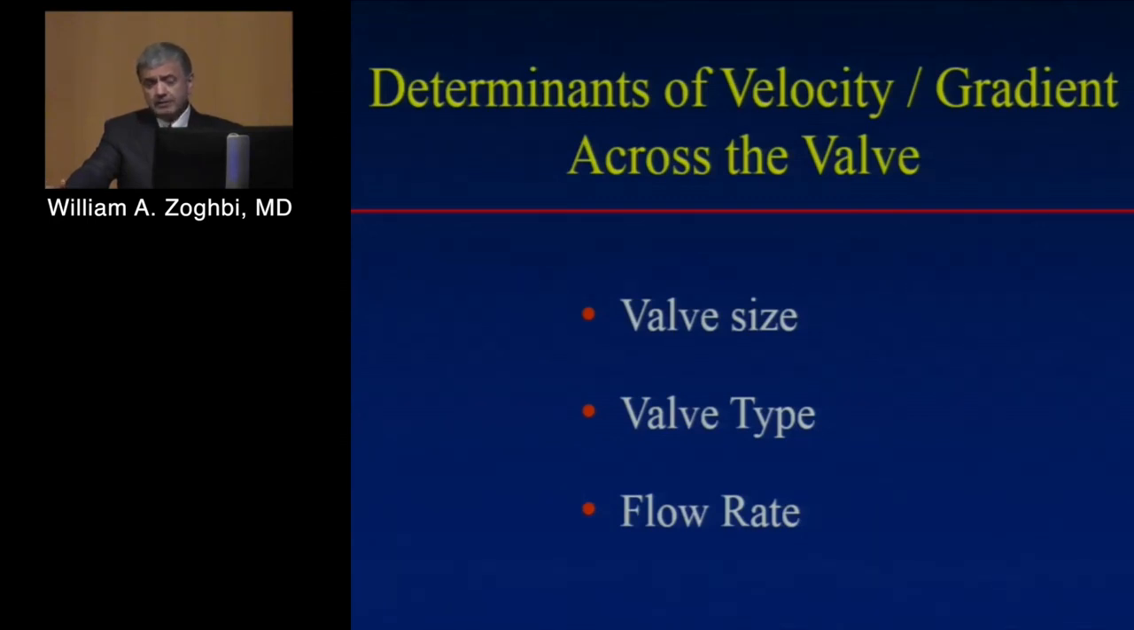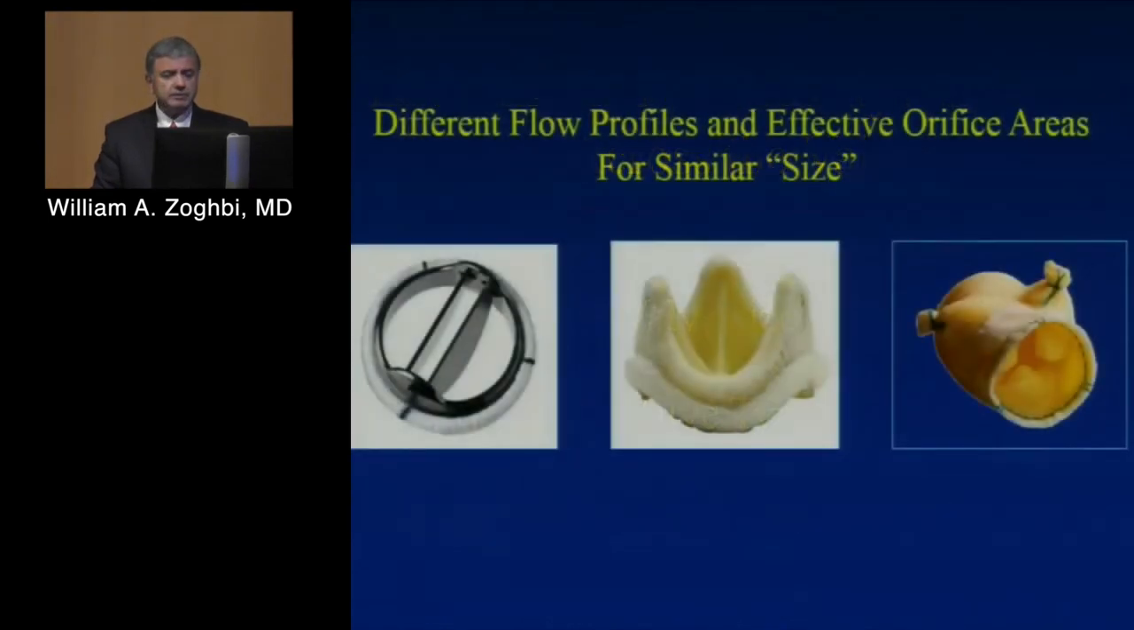So if I'm starting with a valve size of, let's say, 19 millimeters, the flow profile, velocity across it, valve area, whatever index you're going to try to derive, will be different, and the gradient will be higher than if you have a valve size of 30 millimeters. Valve type also determines what the velocity profile is and therefore what the gradient is. And flow rate, just like even with native valves, will determine what the gradient is across.